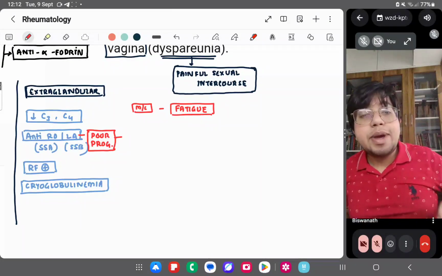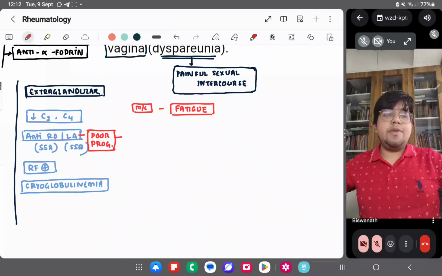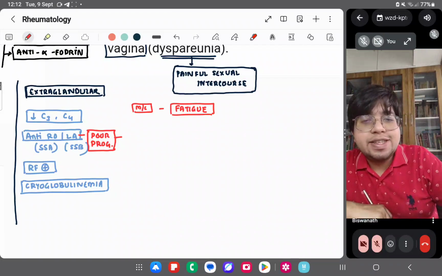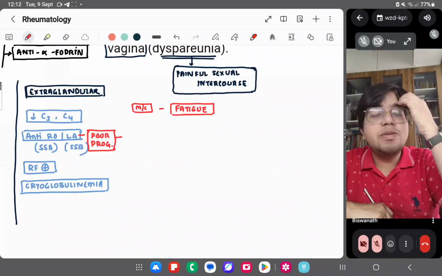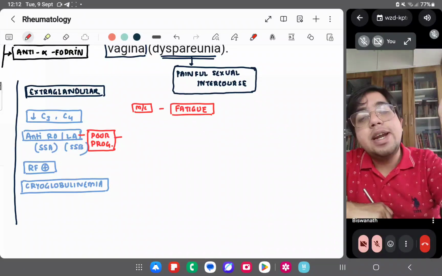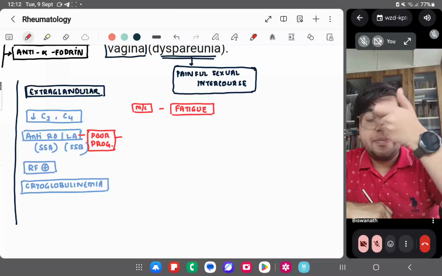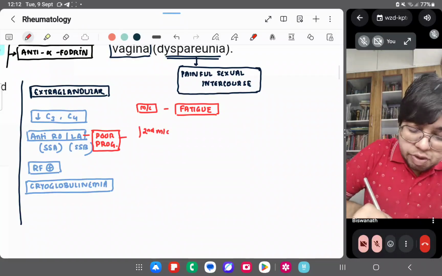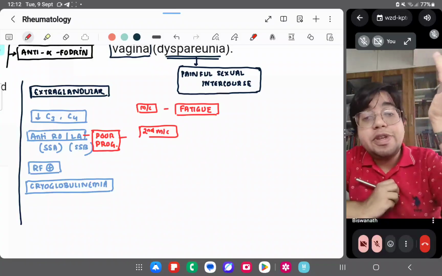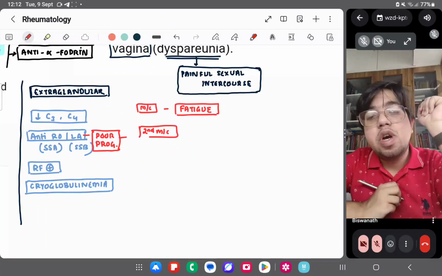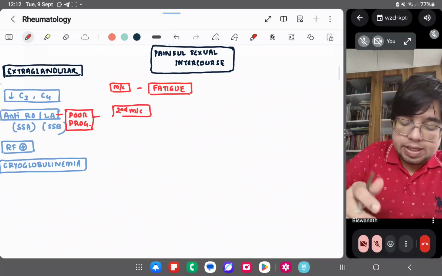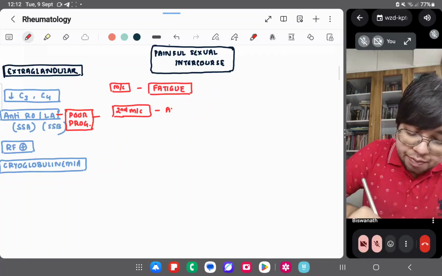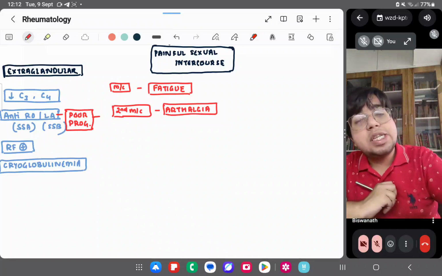A person comes and tells, I am having fatigue. How can you just tell it is Sjogren's? There are hundreds of causes for fatigue. The first most common feature is fatigue. The second most common is arthralgia. The person is having arthralgia, joint pain, arthralgia or arthritis.